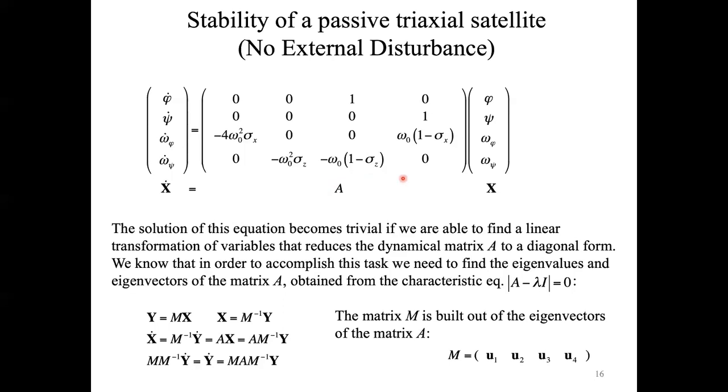How are we able to do that? We are able indeed by approaching the problem using the eigenvalue eigenvector problem, so by using A minus lambda I equal to 0.